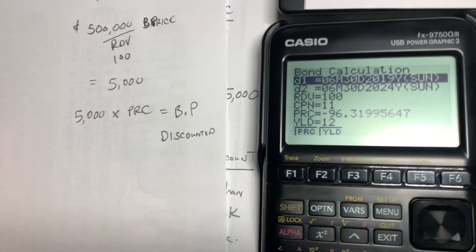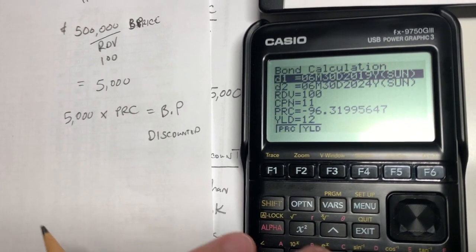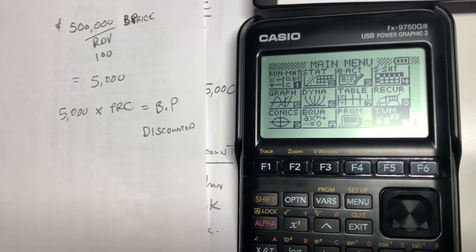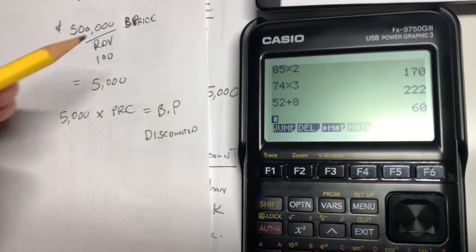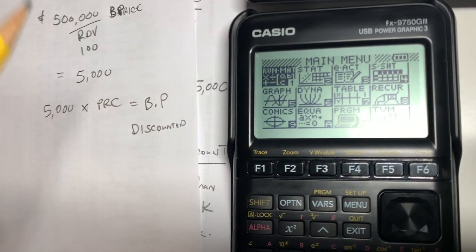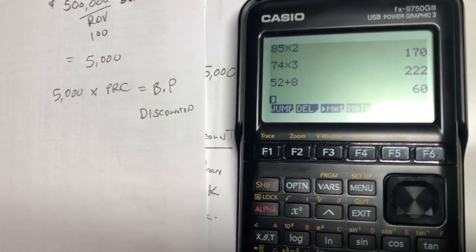All right, it's as simple as that. So then the rest of it's just plugging in numbers. So we're going to exit out of the TVM module and go into the RUN-MAT module, which is the main thing here. If you use this calculator for any period of time, you know that's where you do your main calculations of just add, subtract, and that sort of thing.